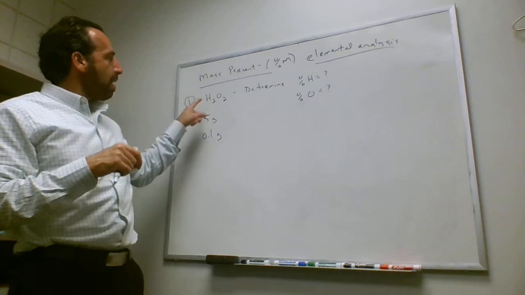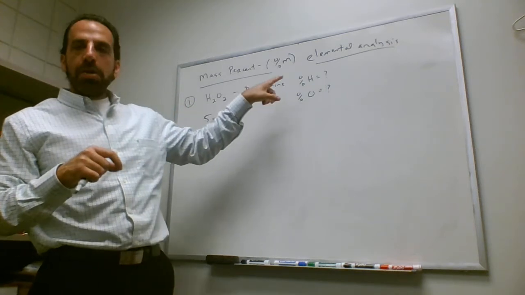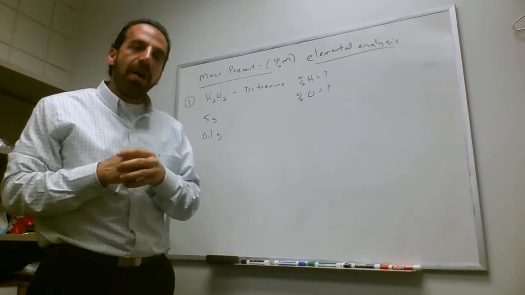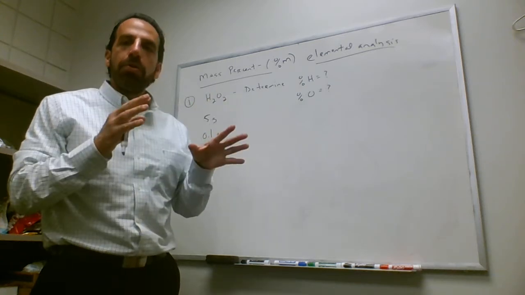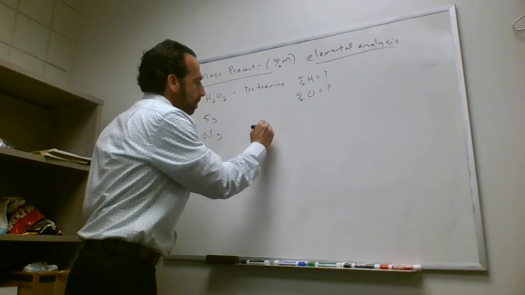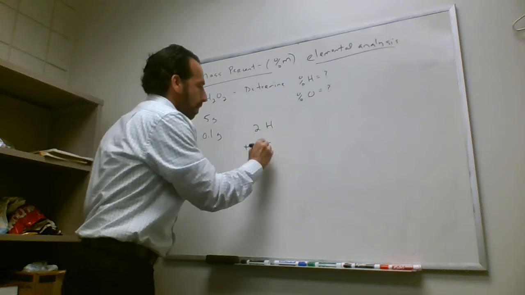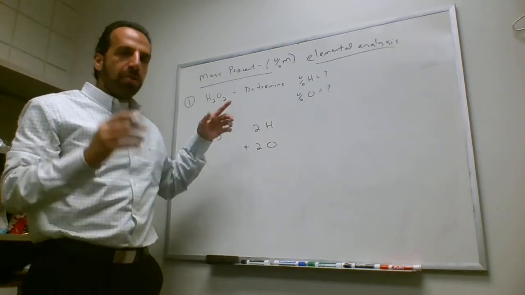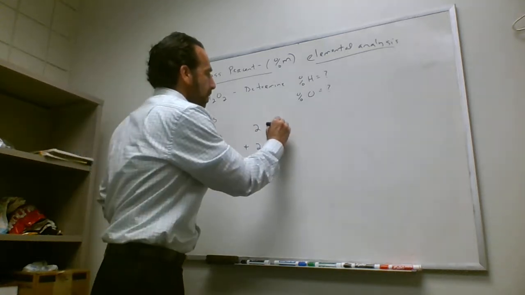So in this case right here, I have hydrogen peroxide, and I want to determine the percent of hydrogen and the percent of oxygen in there. The way we're going to do this is based on the molar mass. So in this formula right here, I have 2 hydrogens plus 2 oxygens. So it's just like determining molar mass.